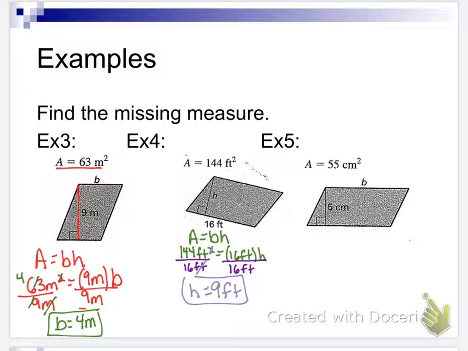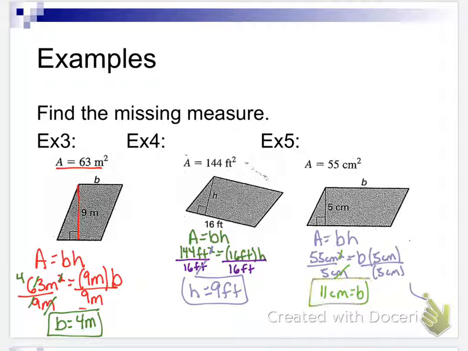And last but not least, we have area equals base times height. Area is 55 centimeters squared equals my base of, that base looks like a 5. I can see where that could be confusing, so I'm just going to fix it, BH. And my base here is just B. My height is 5 centimeters. We're going to divide each side by 5 centimeters. We see that in our numerator, we have centimeters squared, and a centimeter in our denominator. 5 goes into 55 11 times, so my base is 11 centimeters.